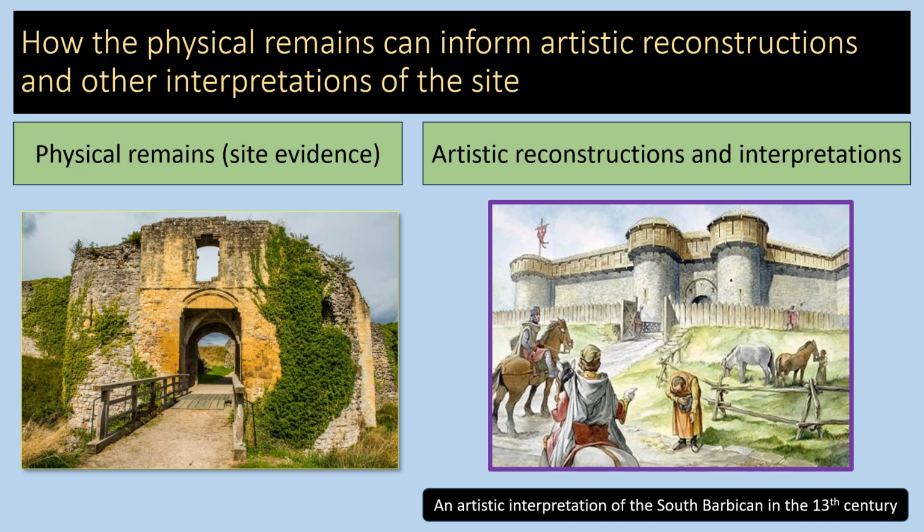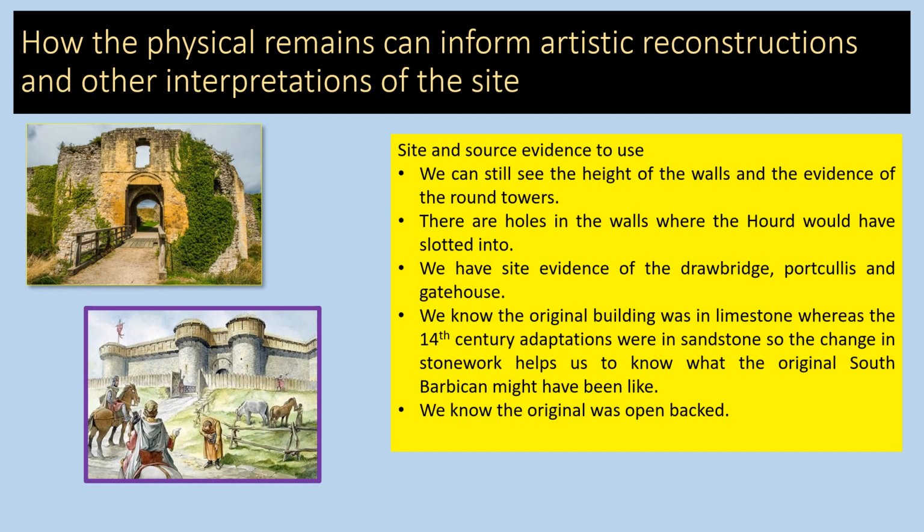Again, here's some other physical remains that form the artistic reconstruction of the South Barbican. So we've got, for example, the modern day picture of the South Barbican, and then we've got the artistic interpretation of the South Barbican there, which is from the 13th century. Okay, so site and source evidence to use to inform an artistic reconstruction of the South Barbican.